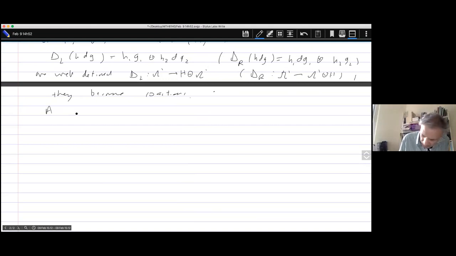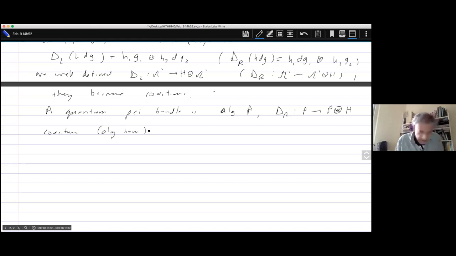Now a quantum principal bundle is an algebra P, with a coaction Delta R from P to P tensor H. It's a comodule algebra under a quantum group, a Hopf algebra H, with base A, which are the invariants. Then there's a condition and a further condition, which I will explain: a transversality condition. If you know about Hopf-Galois extensions, that's where the Hopf-Galois condition would be, but I'm going to do it at the differential level.